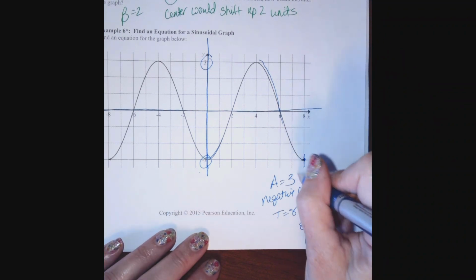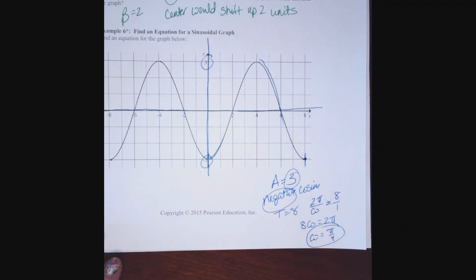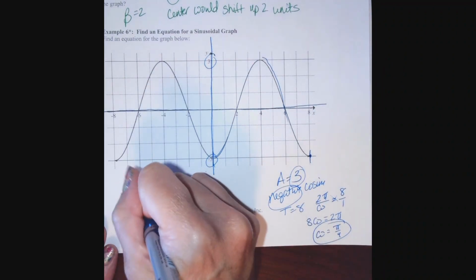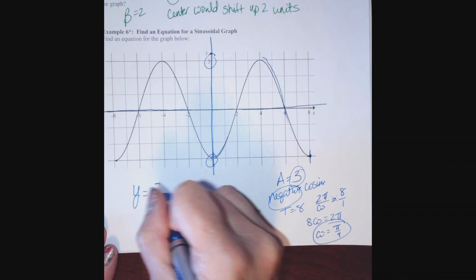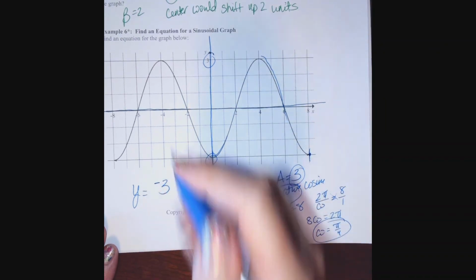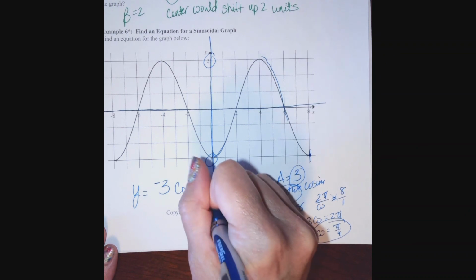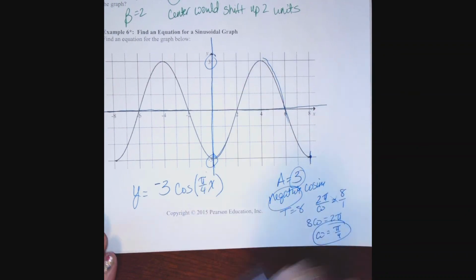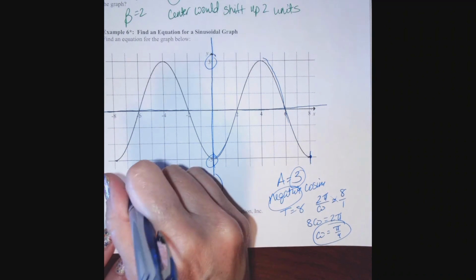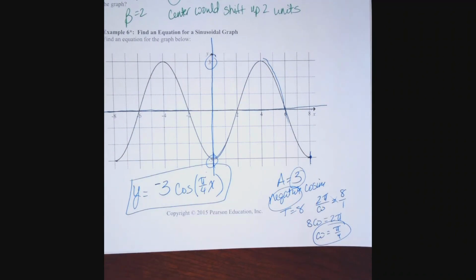So this is all of the information I need to say that my function would be y equals negative 3, because it's reflected, amplitude of 3, cosine of omega x, where omega is pi/4. That is the equation of that graph.